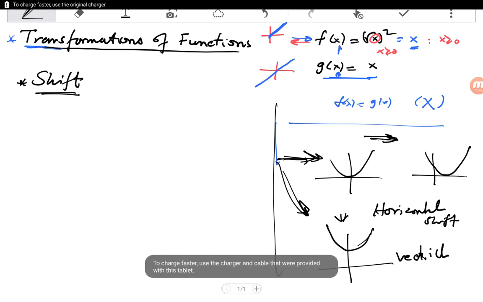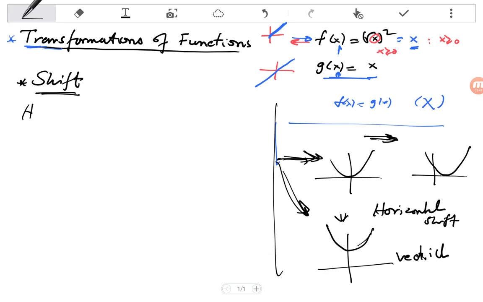Okay, now the first rule for shift. We will study first horizontal shift.